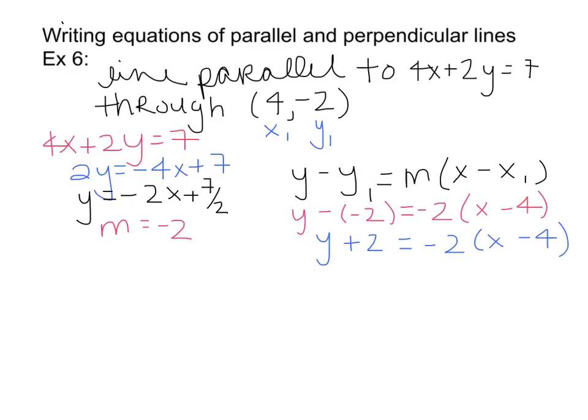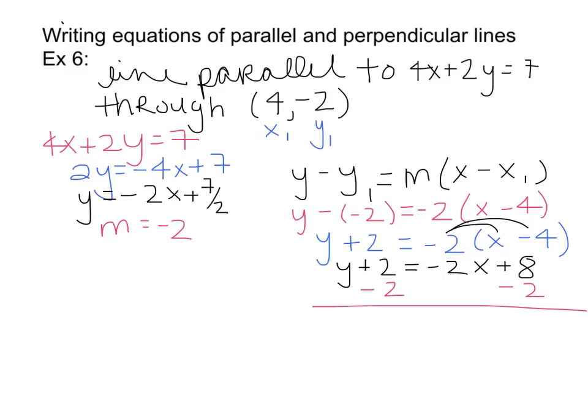From that equation, I could write it in slope-intercept form. To write it in slope-intercept form, I'm going to have to start by distributing my -2. So negative 2 times x is negative 2x. Negative 2 times negative 4 gives me positive 8. And then to get y all by itself, all we have to do is subtract 2, and you're only going to subtract it from the number, so that gives me y equals negative 2x plus 6. Again, that equation is parallel to 4x plus 2y equals 7, but it still goes through the point (4, -2).